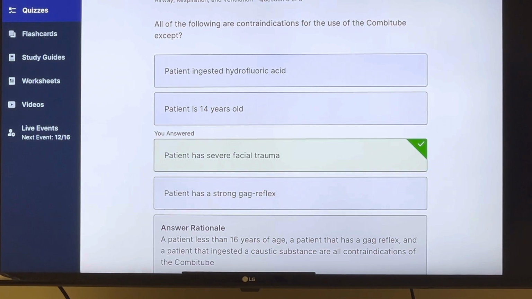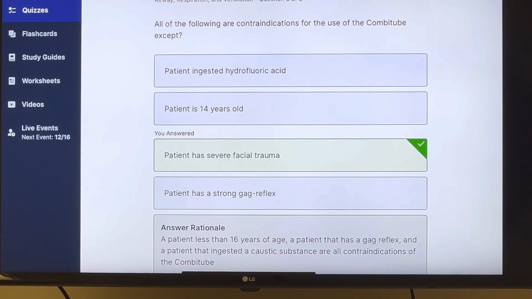All of the following are contraindications for the use of combi tube except, and this is the one I gave you. So what are contraindications for combi tube? Anybody who ingests this type of acid can't get a combi tube, because when you put the tube in, you're at risk of having them vomit. 14 years old, we don't put combi tubes in. We don't even use combi tubes, but just for knowledge.